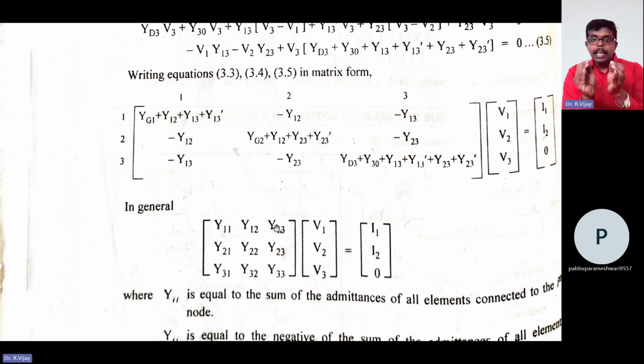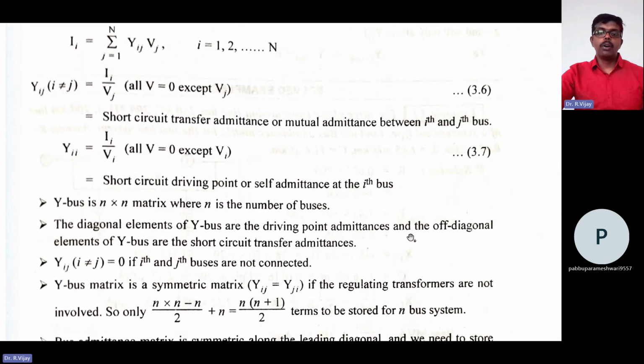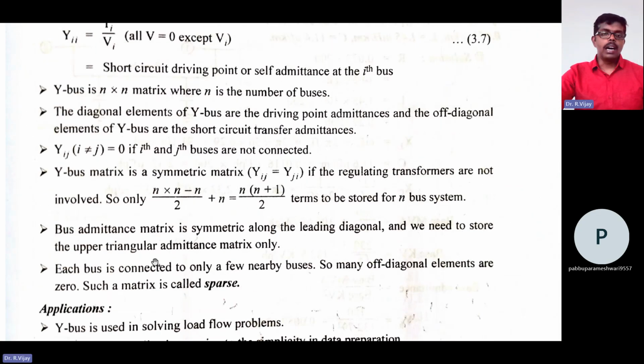Like that, if it is a 3 bus system, it is very simple. If it is, say for example, a 5 cross 5 matrix or 10 cross 10 matrix, so many connections will not be there, so there we need to take them as 0. So Y13 is 0, Y14 is 0, Y15 is 0, Y17 is 0, Y1,10 is also 0. Like that, many zeros are happening. That is called a sparse matrix.